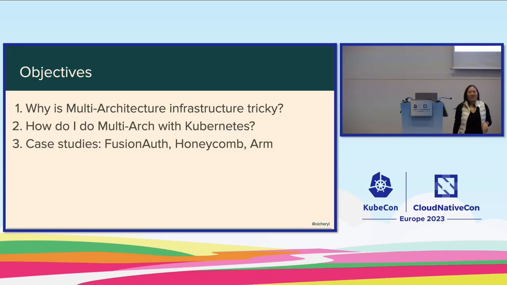So objectives of today's 35 minutes. I want to answer the following questions. So why is multi-arch infrastructure tricky? Why do you even want to do it? Secondly, if you are running Kubernetes, what are some things that you should look out for? Where do you get started? And then I'm going to look at a couple of case studies.